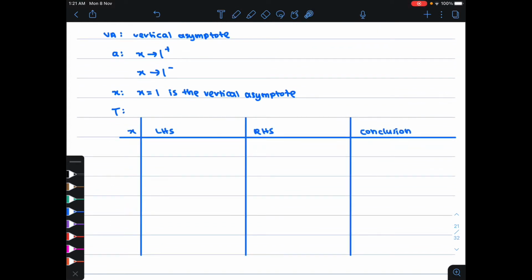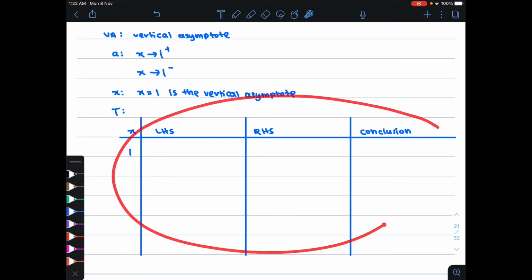So we're going to have 4 columns. The first column is x, the second column is left hand side, the third column is right hand side, and the final column is your conclusion. In the first column, just put the value of x, which is 1. So this means that you're going to consider x approaching 1 from the right hand side and x approaching 1 from the left hand side.